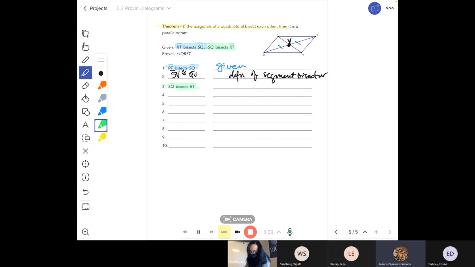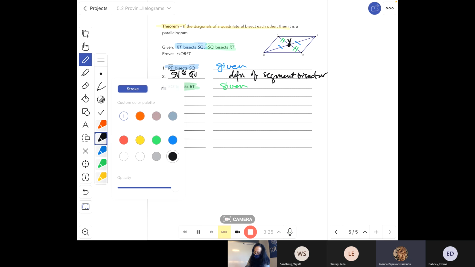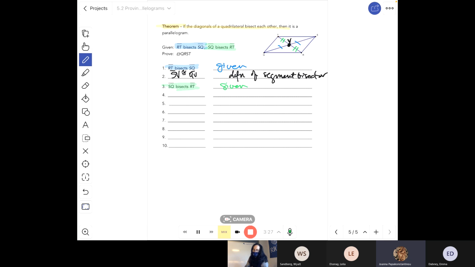Okay, so we have SQ bisects RT. So if SQ bisects RT, then these two pieces are congruent, right? So this was a given. And I can say what two line segments are congruent? TV and RV. Yes. Same definition.